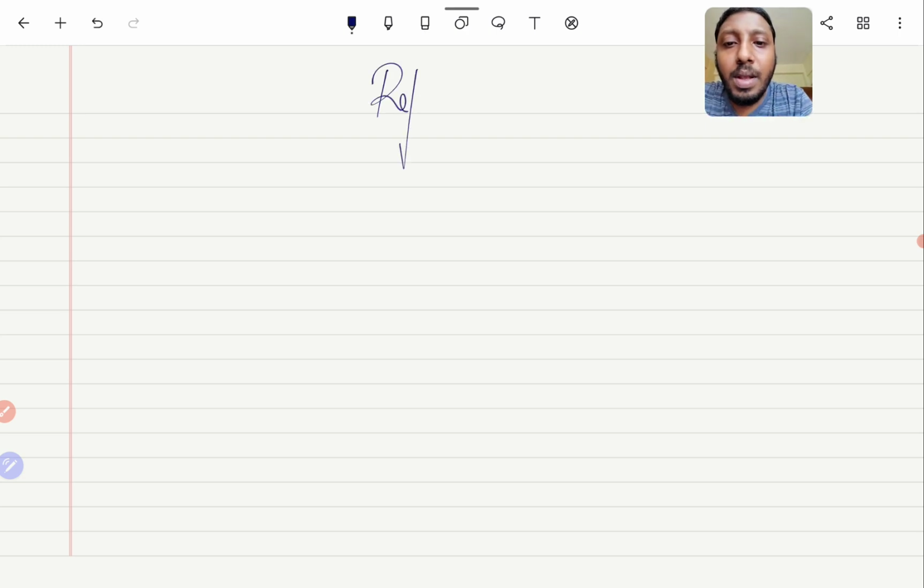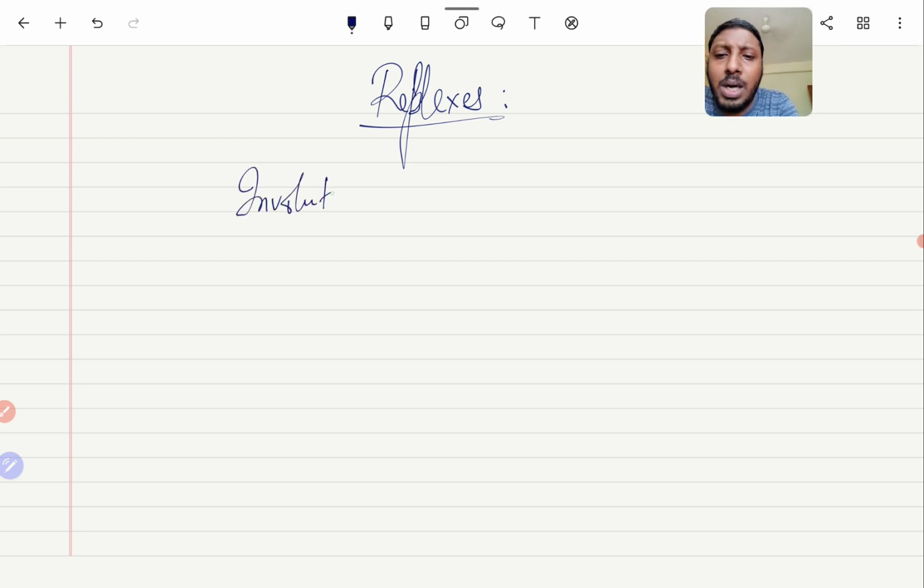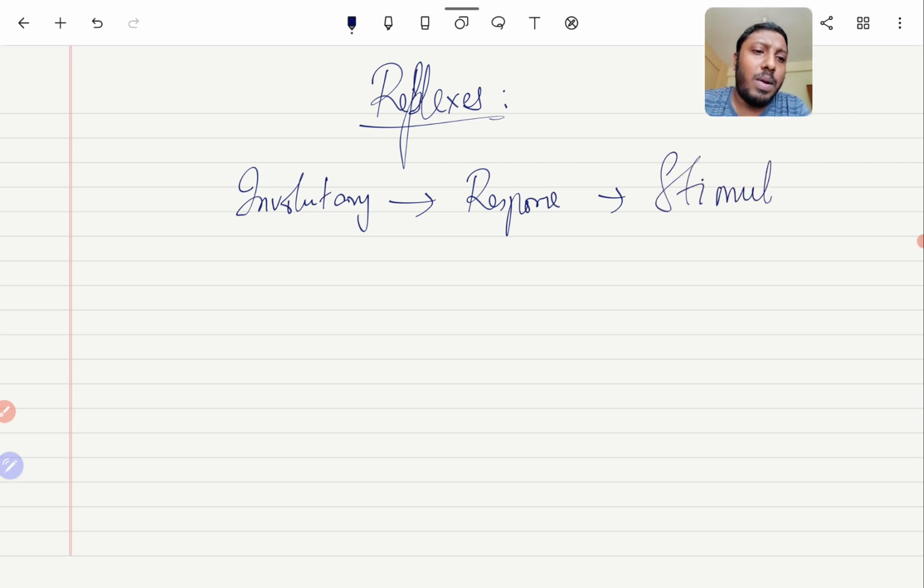Reflexes. So what about reflexes? Reflexes are mostly involuntary, and a response to some stimuli. So this is what a reflex technically means.